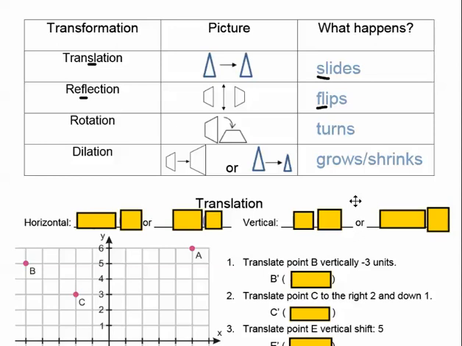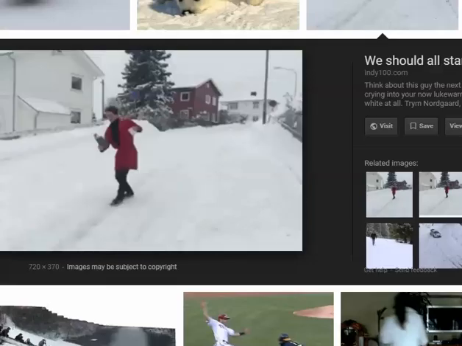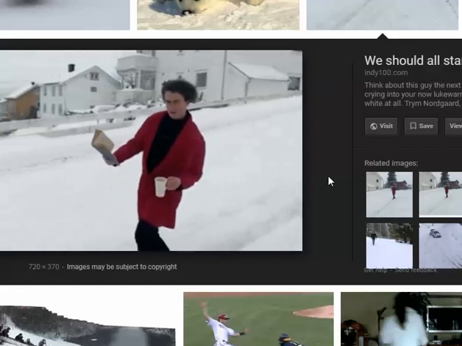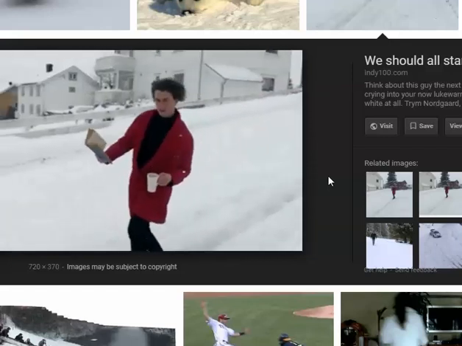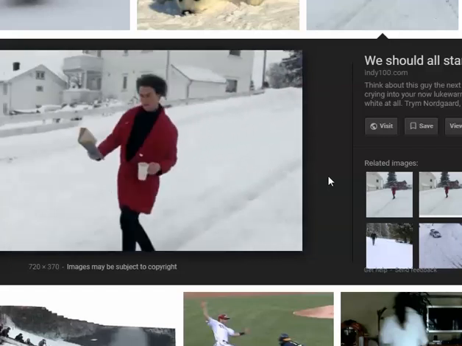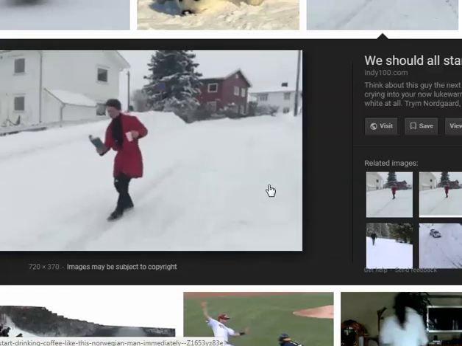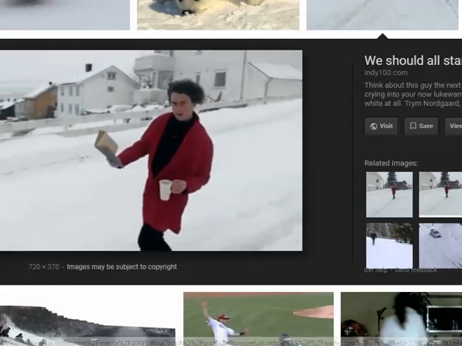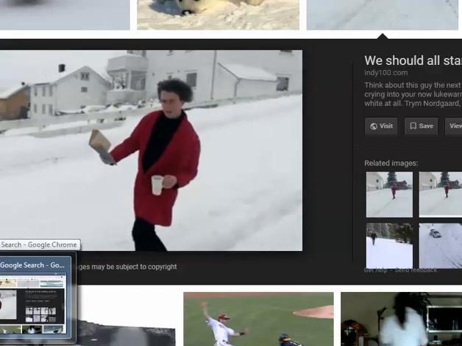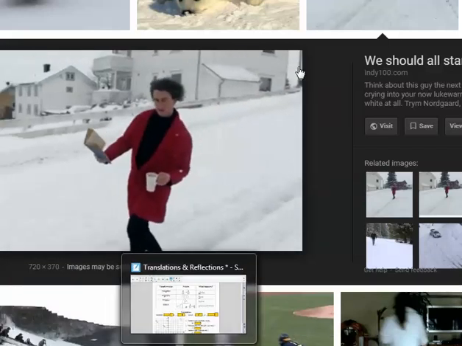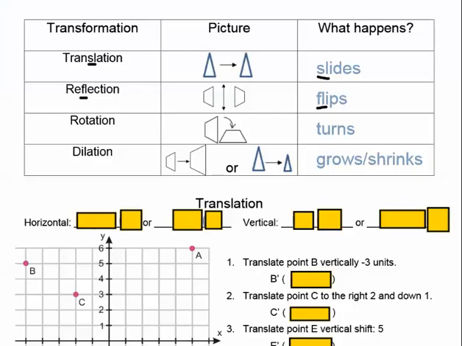Okay, so the first one that we are going to learn about, our first transformation, is a translation. Remember, a translation, we slide, just like this awesome guy. I wish I were as calm and collected as he is sliding down with his coffee. That'd be all over myself. Anyways, so do you see how he's just sliding? That's what we're going to do with a translation.